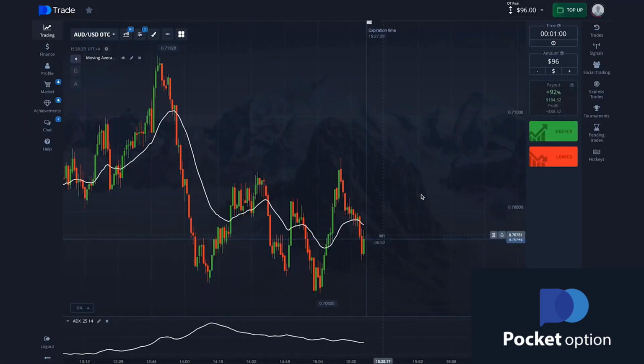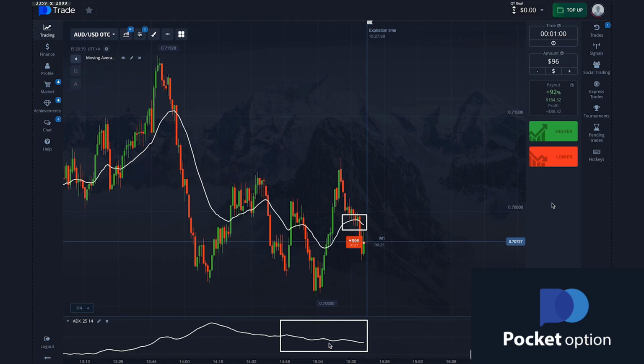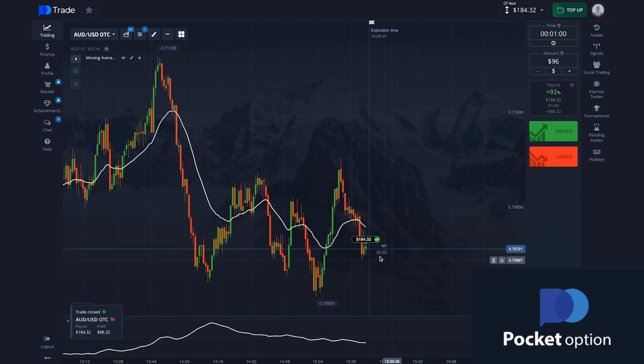So here's the second situation, and I'm making a short trade for $96. All the conditions are met. The white moving average line crosses from top to bottom and the ADX indicator looks down. Also, I want to note the presence of an impulse movement here at the moment of crossing the white moving average line. And this is a good sign. Impulse candles mean there's a strong move that will continue further and I will more probably make money. Let's take a look. Yes, colleagues, a good trade made me a nice profit of $88.